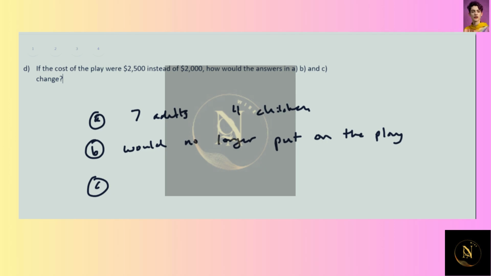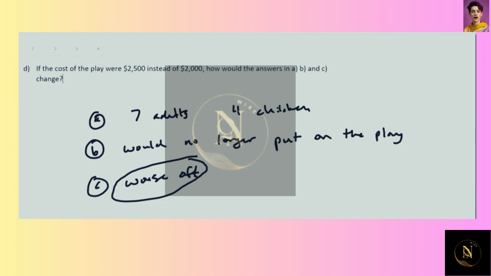And then same for part C, we would be worse off because we make less money. The children would be worse off because the children aren't going to actually, no, sorry, it's just us that's worse off because we make less money now. If we're still charging adults $7 and children $4, everybody's going to be exactly the same.